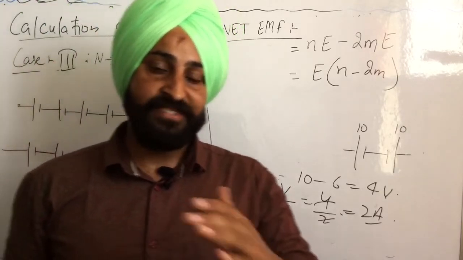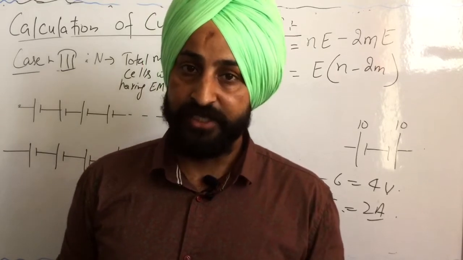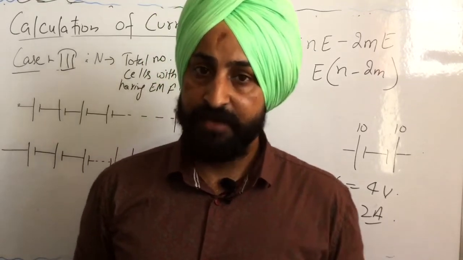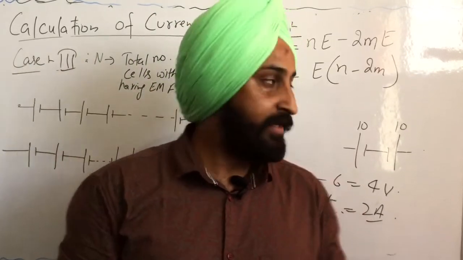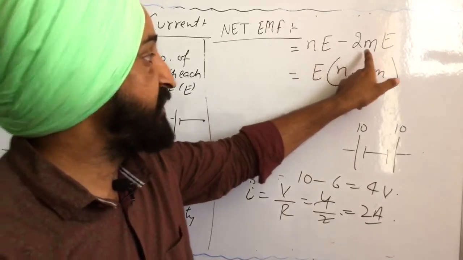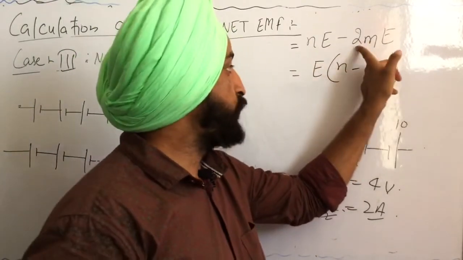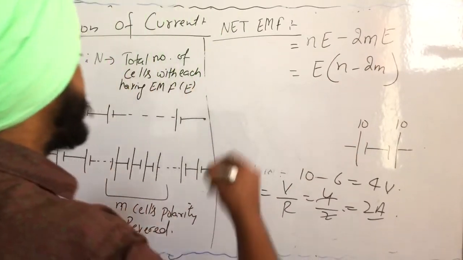If m cells are reversed, what will be the decrease in potential, or the decrease in EMF? The decrease in EMF would be equal to 2m times E. So the net EMF will be nE, the original EMF, minus the decreased EMF, 2mE, if m cells are reversed.